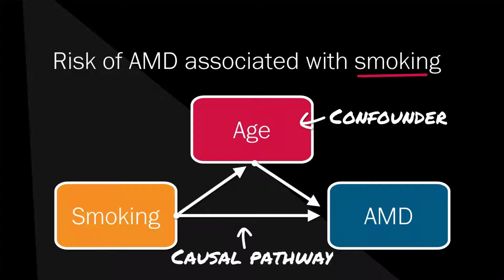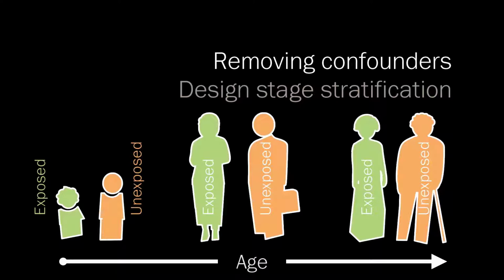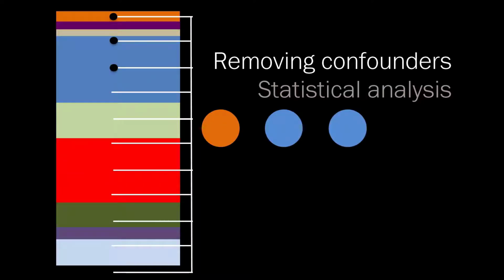Therefore, if we want to look at the risk of disease associated with smoking, we have to take away the effect of age. One way we can do this in the design stage is by stratification. In stratification, we compare the risk of AMD in exposed and unexposed study participants of the same age. The other way is to adjust for age in the statistical analysis, for example by carrying out a stratified analysis or multivariable regression modelling.